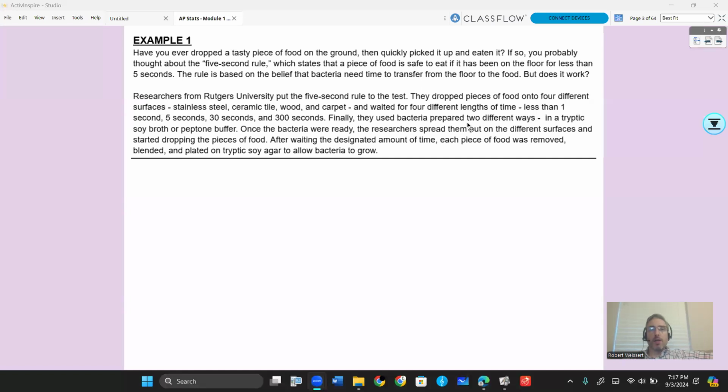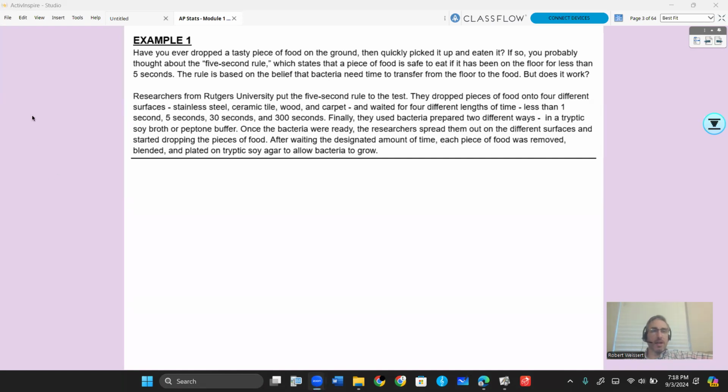All right, example 1. Have you ever dropped a tasty piece of food on the ground, then quickly picked it up and eaten it? You know, the 5-second rule. If so, you probably thought that 5-second rule, which states that a piece of food is safe to eat if it's been on the floor for less than 5 seconds. The rule is based on the belief that bacteria need time to transfer from the floor to the food. Does this work? Researchers from Rutgers University put the 5-second rule to the test. They dropped pieces of food onto 4 different surfaces: stainless steel, ceramic tile, wood, and carpet.